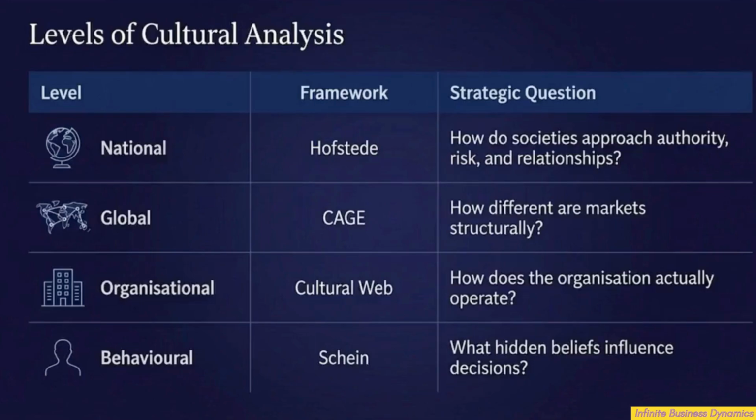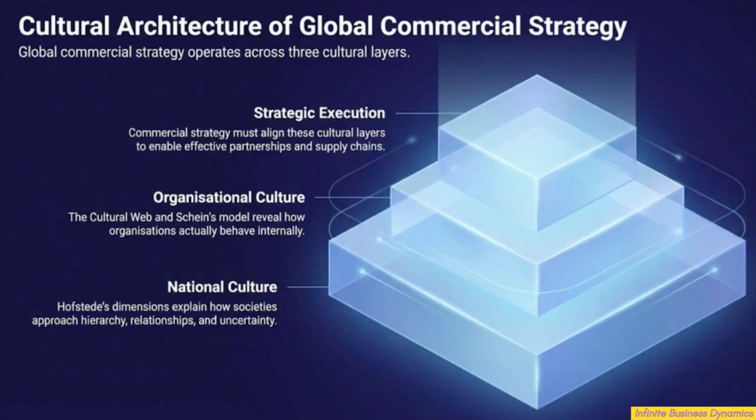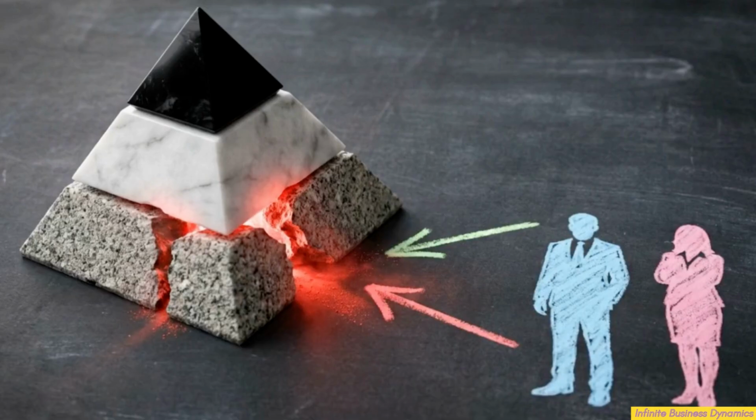This table outlines how cultural risk operates simultaneously across 4 specific levels: national, global, organizational, and behavioral. You cannot measure it with a single metric. This pyramid models cultural architecture. The foundation is national culture, capturing overarching societal values. Resting on it is organizational culture, representing how a specific company operates internally. The top tier, strategic execution, requires aligning a commercial plan with the layers beneath it. When a global partnership experiences friction, leaders must diagnose exactly which tier of this architecture is failing.